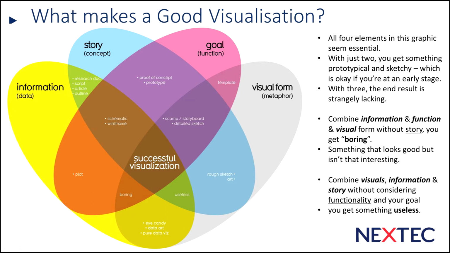So what makes a good visualization? This Venn diagram shows overlapping information, story, goal, and visual form. Where they all overlap, we find successful visualization. So all four elements in this graphic are essential. With just two, you get something like a stereotypical and sketchy form, which is okay in the early stage. If you have three, then the end result is strangely lacking.